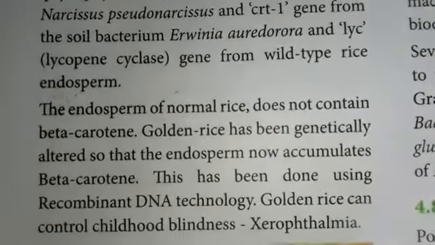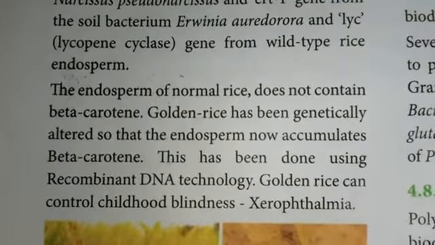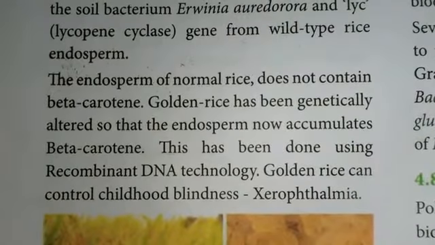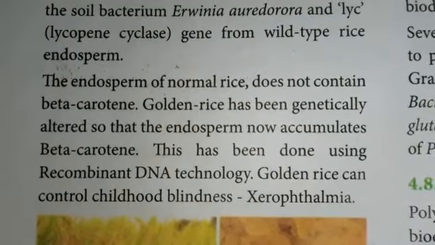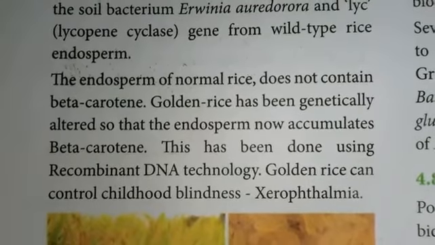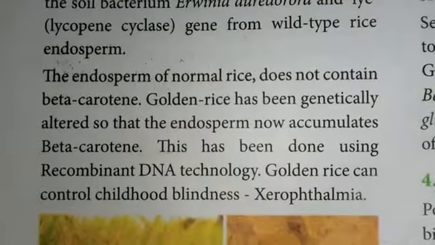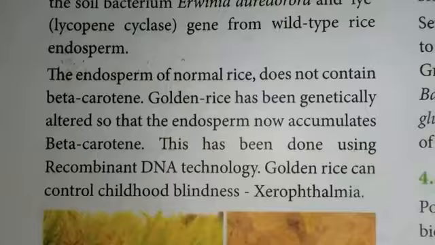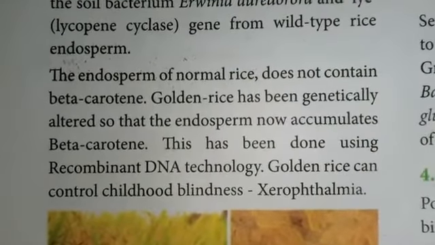So the endosperm of normal rice does not contain beta carotene. So what is the endosperm? The endosperm is the product of the triple fusion. What is meant by triple fusion? Among the two male gametes, one male gamete fuses with the egg to produce the zygote. The other male gamete fuses with the secondary nucleus to produce the endosperm. The endosperm is the nutritive tissue for the developing embryo.